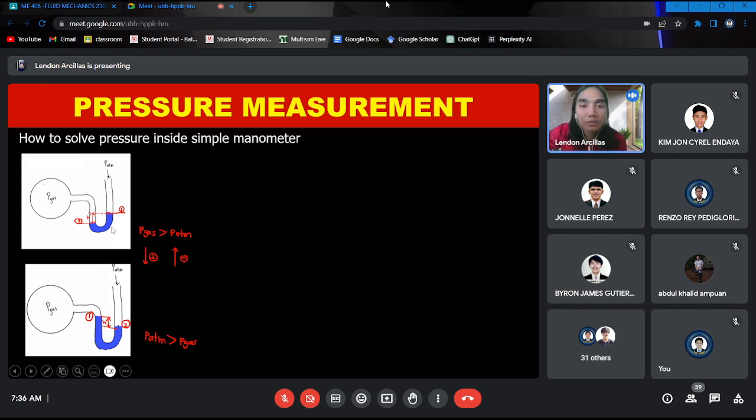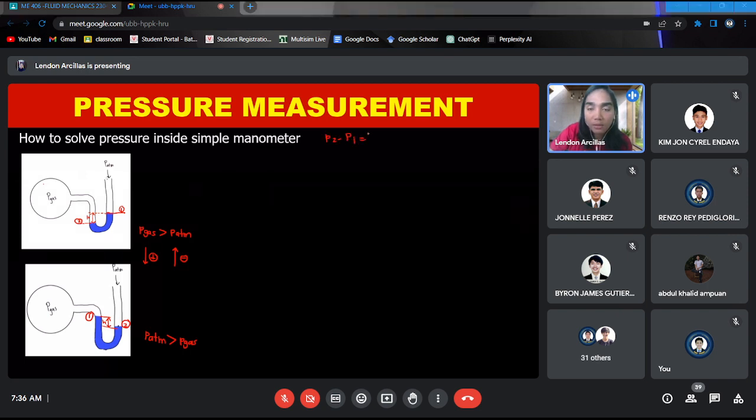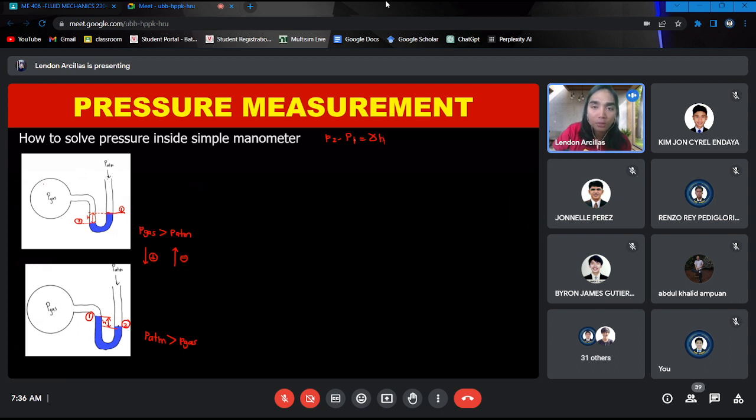Okay, again, to solve pressure, there are only two reasons why pressure will have a value. First is the type of liquid. And second is the difference of their heights. Therefore, the general formula for the pressure difference is P2 minus P1 equal to the specific weight of the substance studied times the difference of their heights from P2 to P1. So P2 here stands for the pressure that is higher than pressure 1.